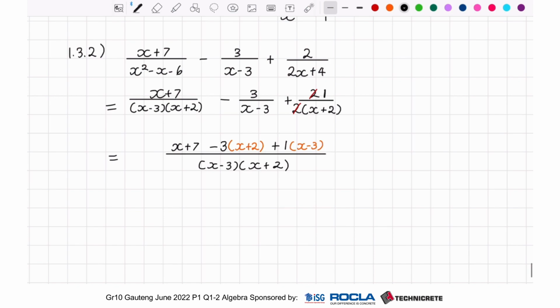Okay, and then I can go ahead and simplify the numerator, so my x plus 7 stays the same. I'm distributing that minus 3 into the bracket, so for the first term I'll have minus 3x, and for the second term I have minus 6. And then my last one is just 1 times everything, so the bracket will stay the same. And this is all over my common denominator.